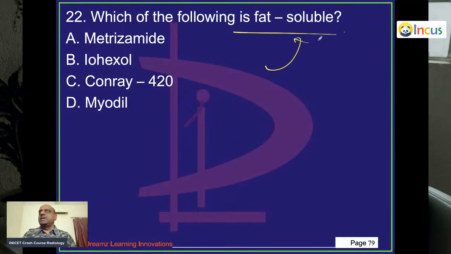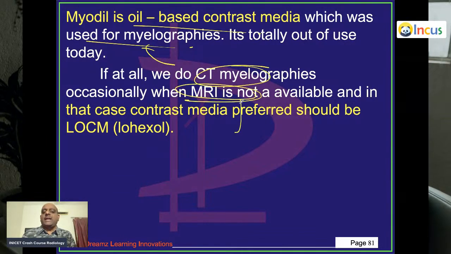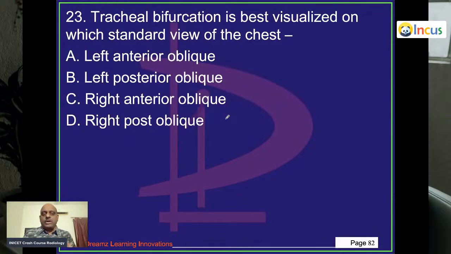What is most fat soluble out of all this, doctor? Myodil. Myodil is an oil-based contrast used in myelography, but nowadays it is not used anymore. So we do CT myelography occasionally when MRI is not available. So that's what you need to remember. Myodil is the one which is a fat soluble, oil-based contrast media, is what you need to remember.